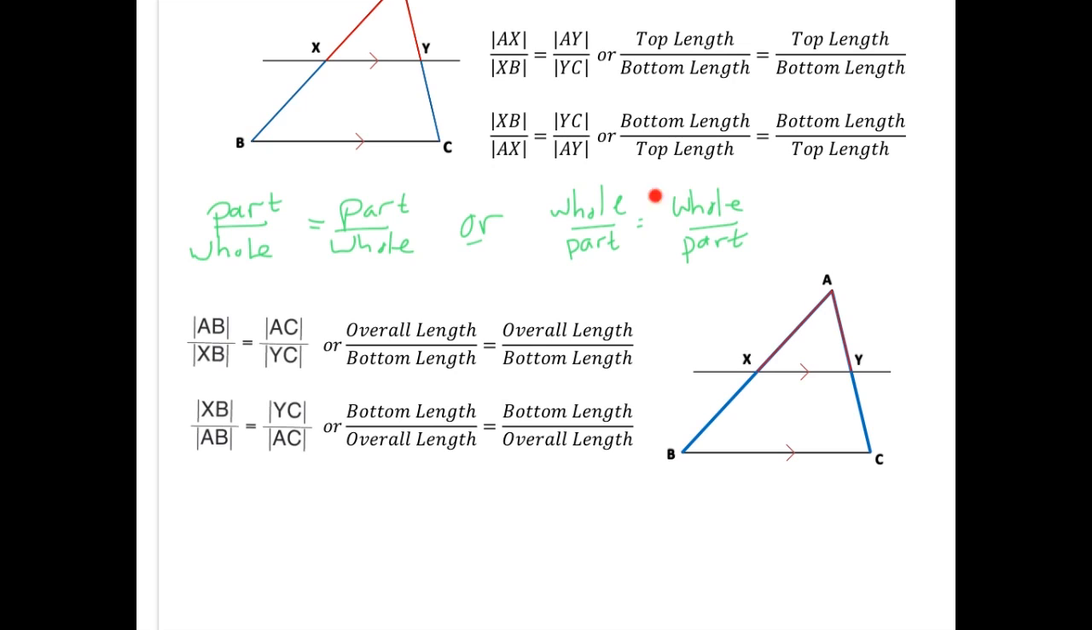So that's overall length divided by part, or whole over part. But what about part over whole? Well, we can do that too. Instead of looking at AB over XB, let's look at the bottom piece XB divided by this whole length AB. Well, what's that ratio equal to? It's equal to the same ratio on the other side, so the bottom length YC divided by the whole length AC. And these ratios can appear from time to time in various questions.